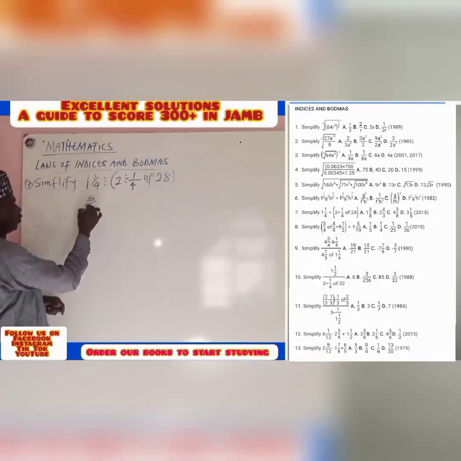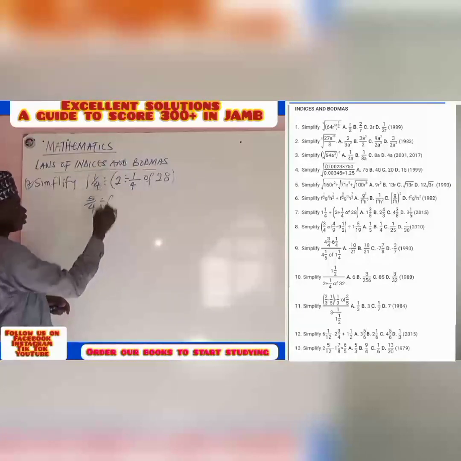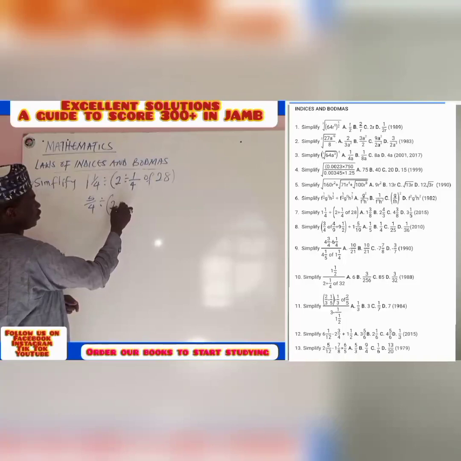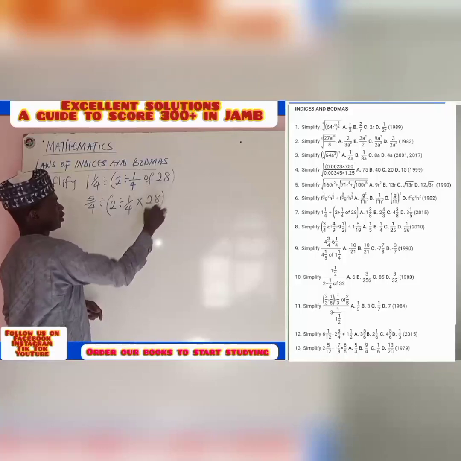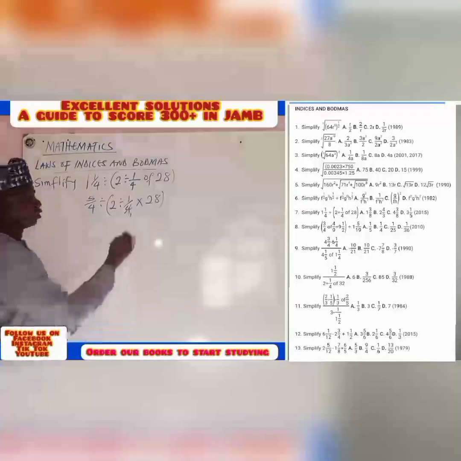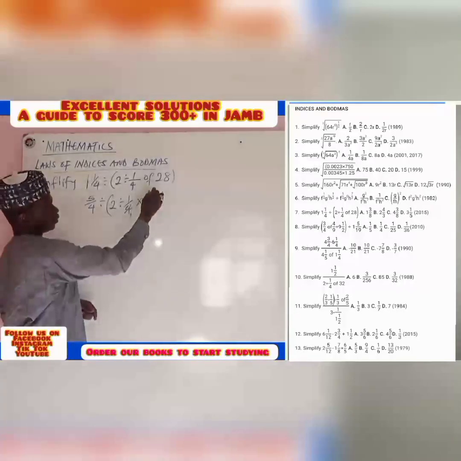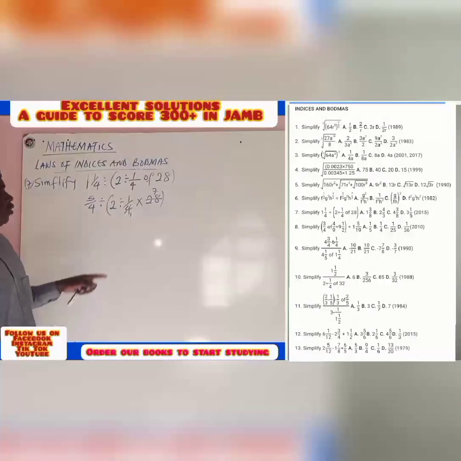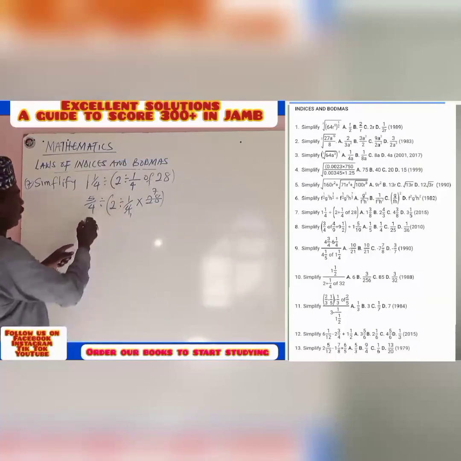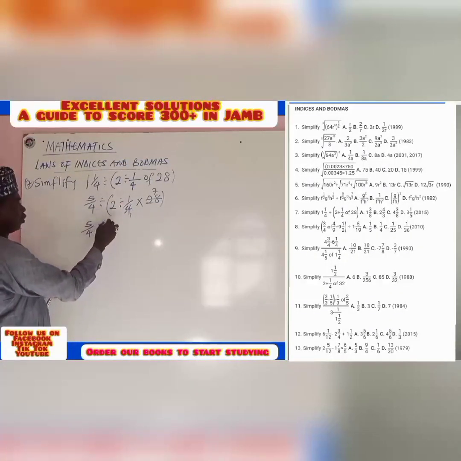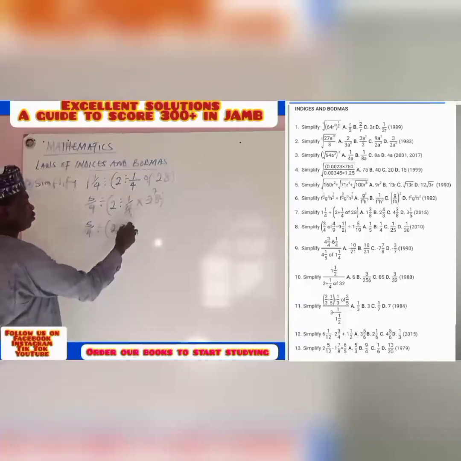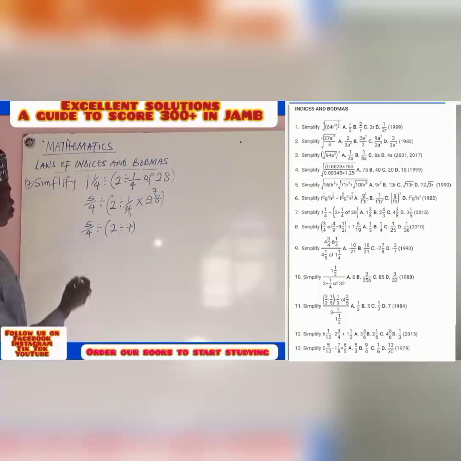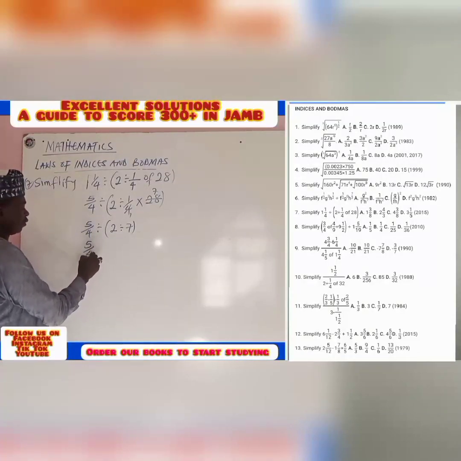We now have 5 over 4 divided by, bracket open, 2 divided by, this is the same as 1 over 4 times 28. 4 here, 1, 4 in 28, we have 7. So if this is the case, we are now going to have 5 over 4 divided by 2 over 7, 1 times 7 is 7, 2 over 7. So this one can now be reduced into 5 over 4.